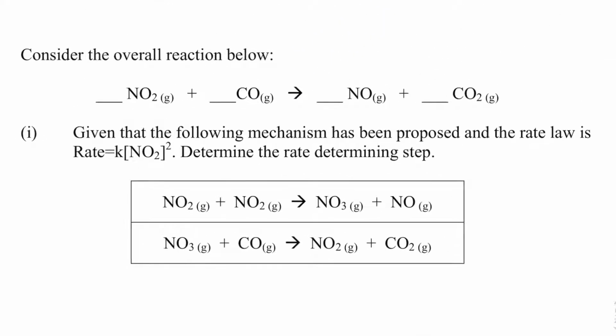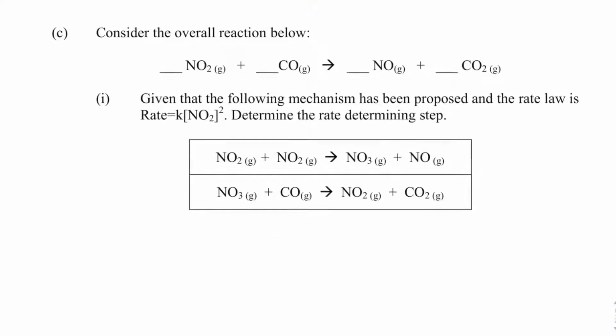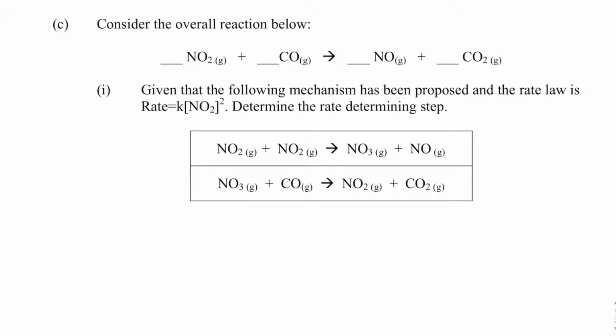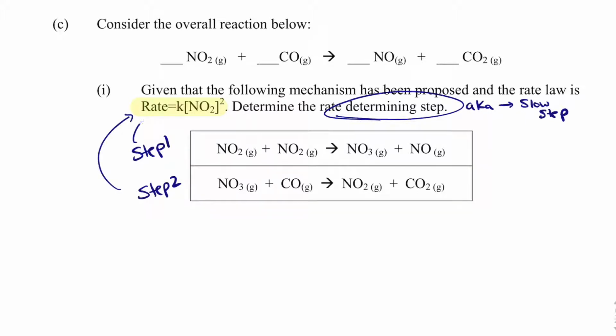Okay, let's look at this next one. We're given this overall reaction, and it looks like it's one of those reactions that just balances itself. And we are given that this is step 1, and this is step 2. We're given the overall rate. And so what we want to see is what's the rate determining step, aka what is the slow step. And what I want to do is compare step 1 and step 2 and see which one would actually give me this rate law, if either of them would.